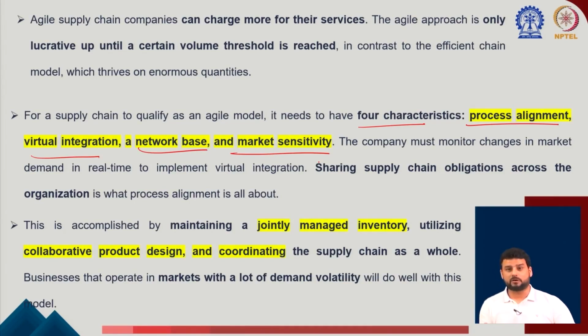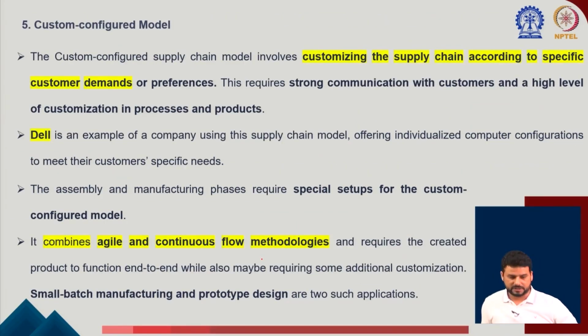I told you, the agile model is only possible when you are jointly managing with your suppliers. So how can the supplier manage the inventory at some point of time, right? It's not only the manufacturer's responsibility. And then if you are changing the product design, process design, accordingly your suppliers need to supply the material.